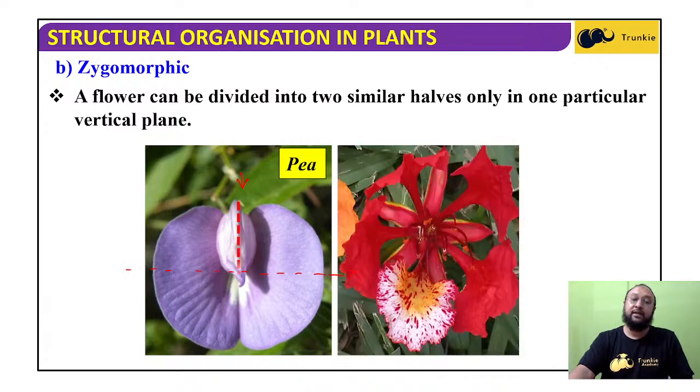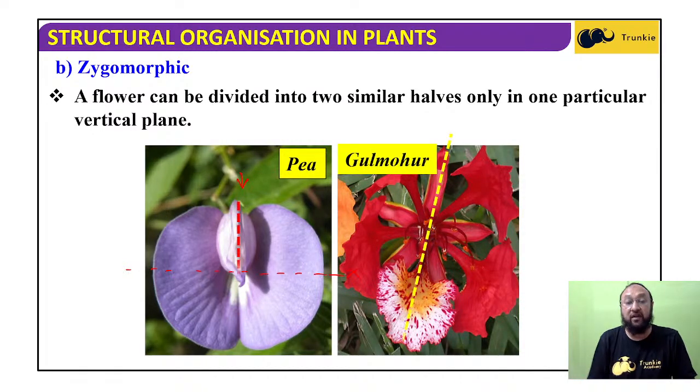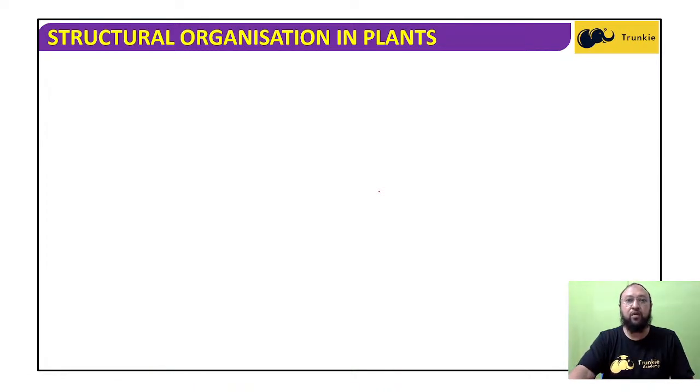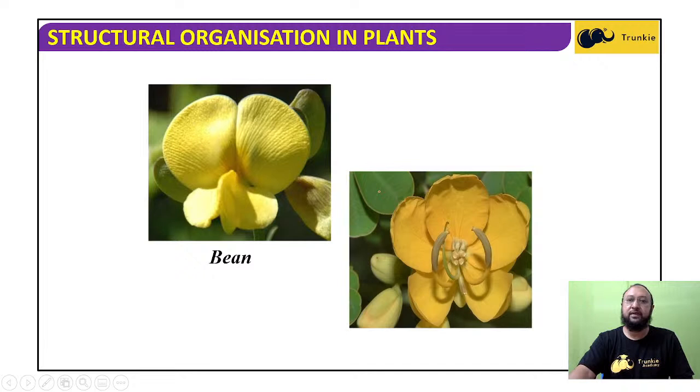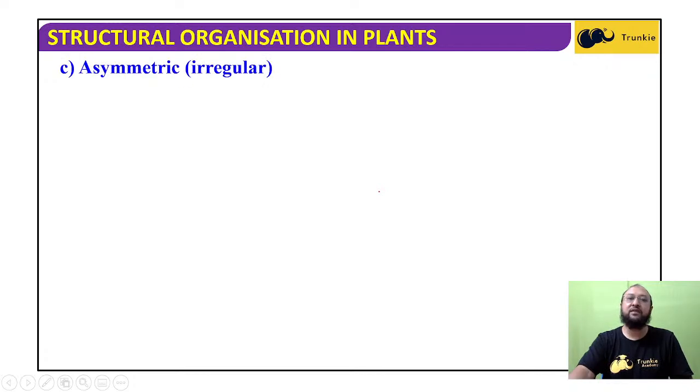Now here you can see another plant. This is also a bull moher. In bull moher, this flower can also be divided into two halves by cutting through only one plane. This is called zygomorphic. Here also you can see the flower of the bean. And here also you can see the flower of the cassia. So these are examples of zygomorphic flowers.